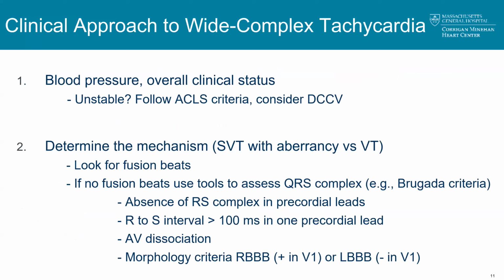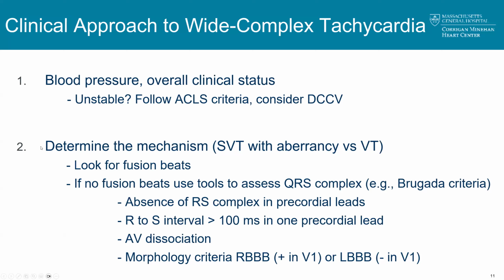So again, although we're talking about how to interpret a rhythm here, always keep it in context, always be treating the patient and not the EKG. And so just two things I would ask you to do or remind yourself to do in what is admittedly a stressful situation when you get a patient who presents in this manner. Number one is assess the patient's blood pressure and overall clinical status. If they're unstable, go ahead and follow ACLS criteria and consider the cardioversion.